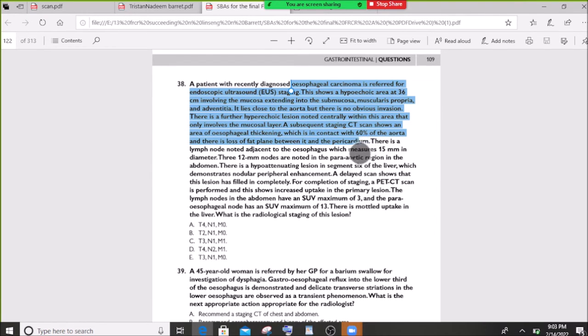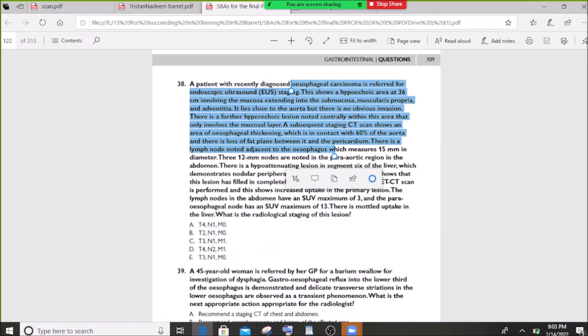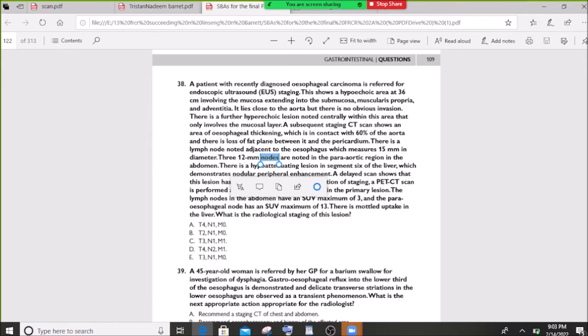Okay, then CT scan shows an area of esophageal thickening. So T3: it involves serosa but does not go beyond serosa. N1 M0. Normal status is M0, and there are 12 mm nodes noted in the portal region. There is a lymph node adjacent to the esophagus, 15 mm. The 12 mm node is in the portal region in the abdomen. There is an abdominal node.